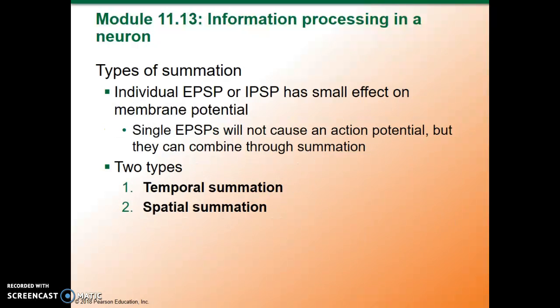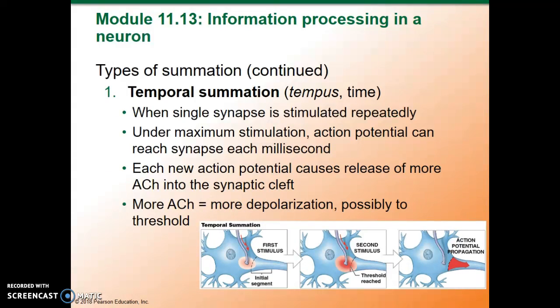There are two types of summation. The individual EPSP or IPSP has a small effect on the membrane potential. A single EPSP will not cause an action potential, but they can combine through summation. And there are two types of summation: temporal, meaning time summation, and spatial, meaning space summation. Temporal summation is when a single synapse is stimulated repeatedly.